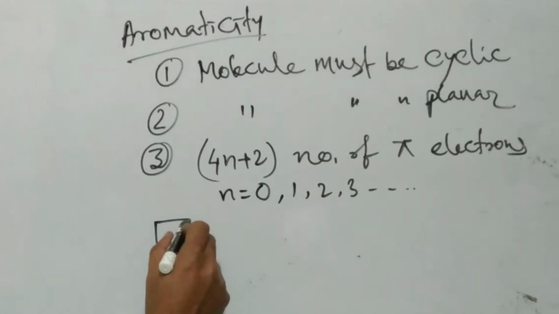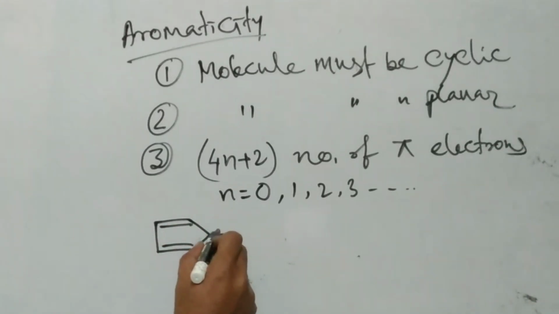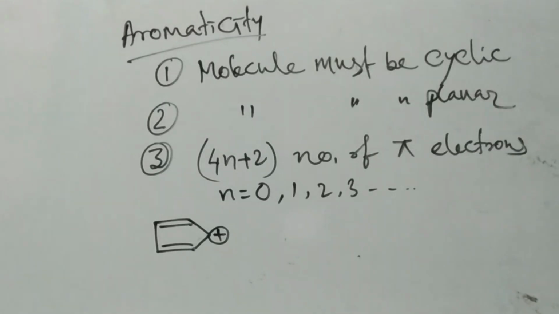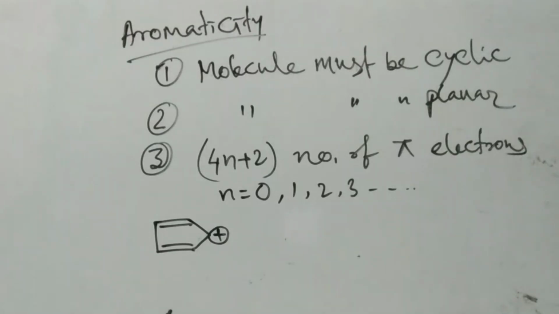Like this molecule. First of all, there is a positive charge. The molecule is cyclic, so the first condition is maintained. Number 2, the molecule is planar. These 4 carbon atoms, 1, 2, 3, 4, make double bonds, so they must be sp2 hybridized. For sp2 hybridization, the shape is trigonal planar.